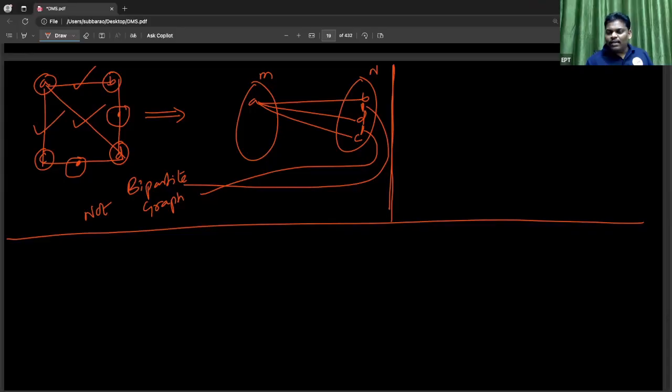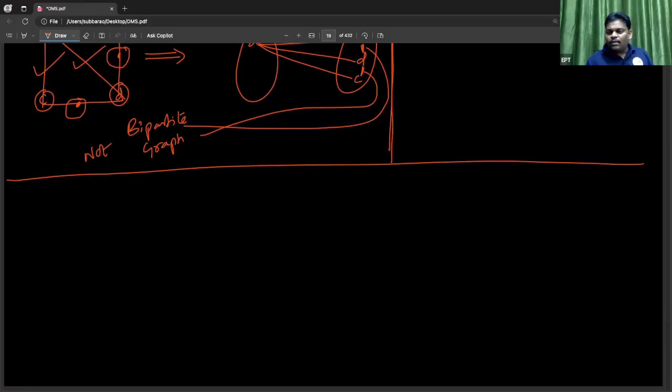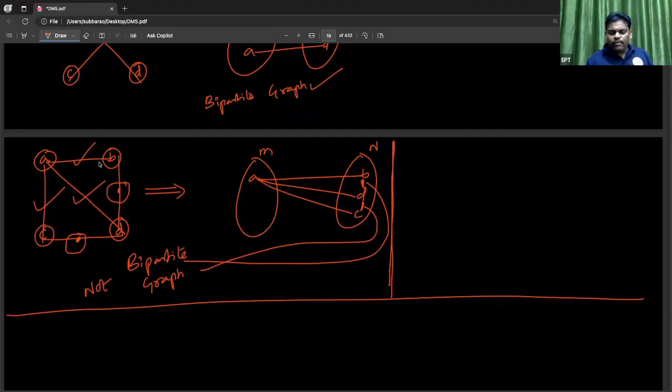Chalo, can we move further? So I think you got the bipartite. Now listen, everyone. In the given graph, odd length cycle is there. Yes or no?